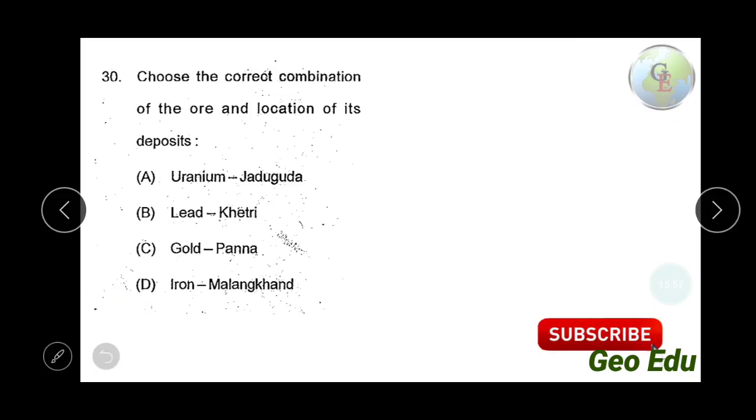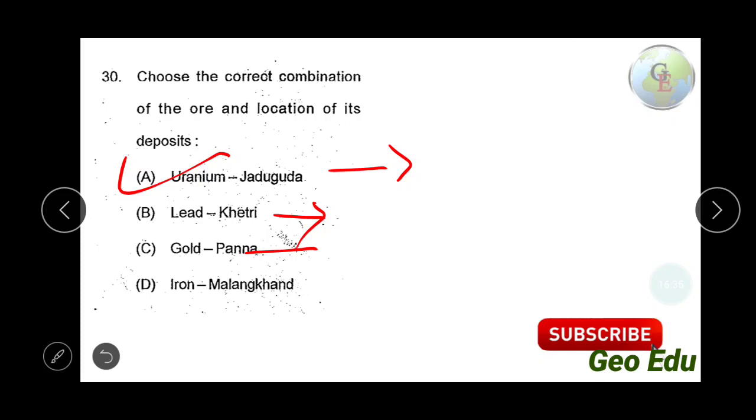Next question. Which is the correct combination of ore and location of its deposit? Option A, uranium Jadugoda; option B, lead Khetri; option C, gold Panna; and option D, iron Malanjkhand. So option A is the correct answer. Uranium deposit in Jadugoda area is very popular. Khetri is the Khetri copper belt, related to copper deposit.